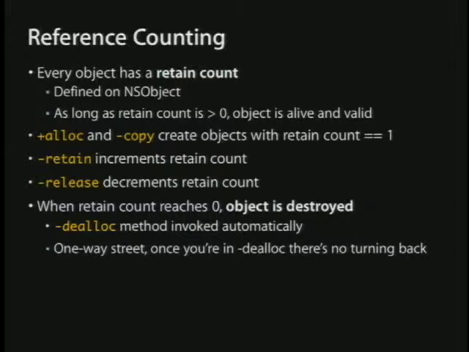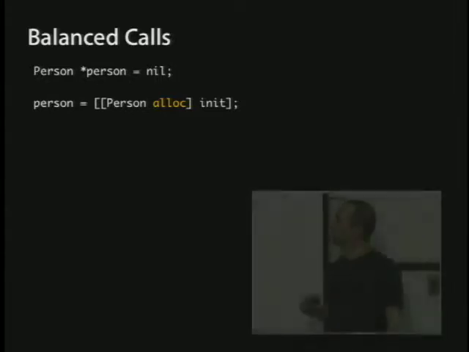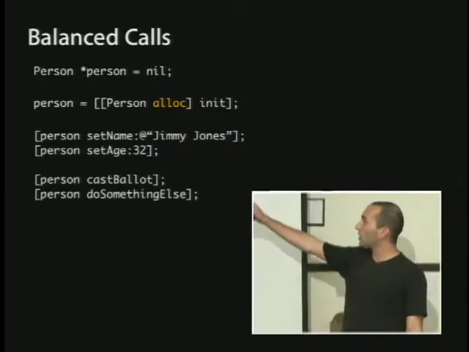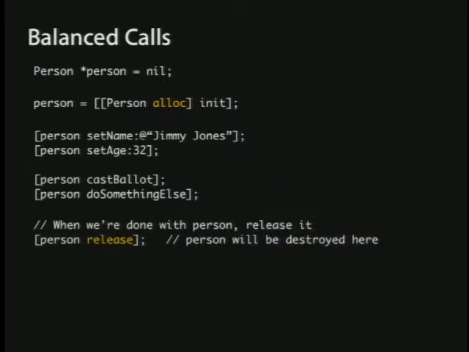And once you're in dealloc, that means your memory is about to go away. There's no way to turn back. So let's look at an example here. In this case, let's say we alloc and initialize a person. We're going to set the name to Jimmy Jones, et cetera. When we're done with it, we're going to call release.